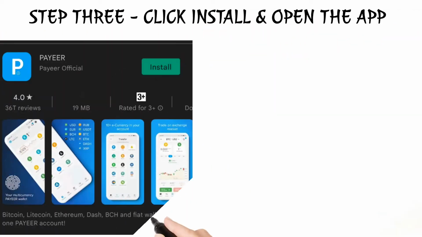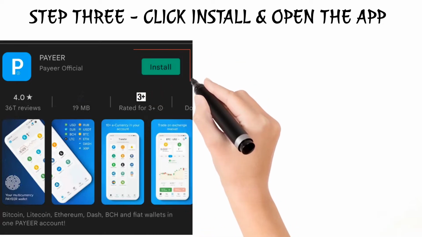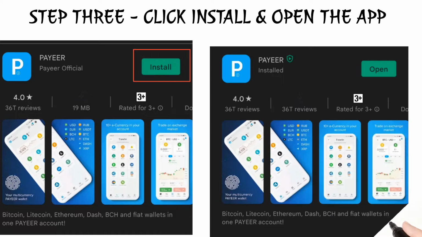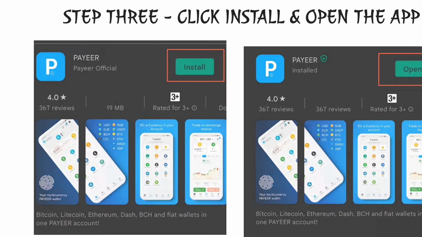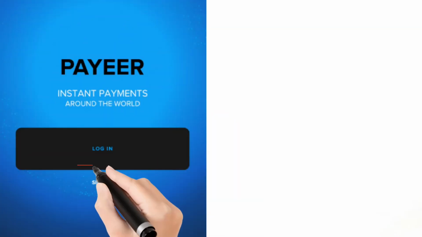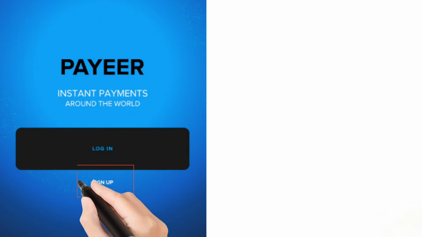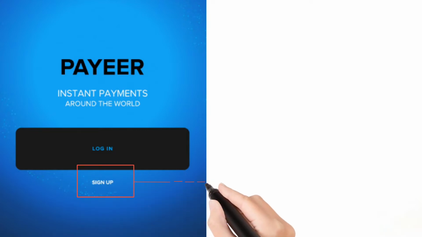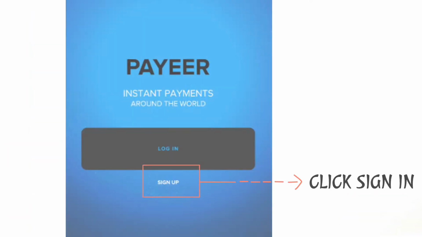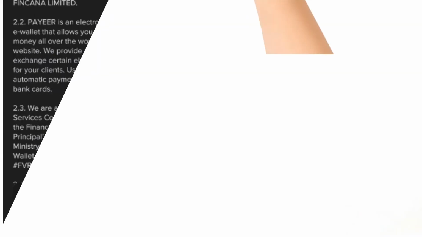Once you find that application, you have to hit the install button on the right corner. Once you hit that install button, installation will start, and once it is completed, you have to open the application. Once you open the Payeer application, it will look something similar. You have to hit this sign up button, and once you hit it, it will take you to another page with a user agreement.